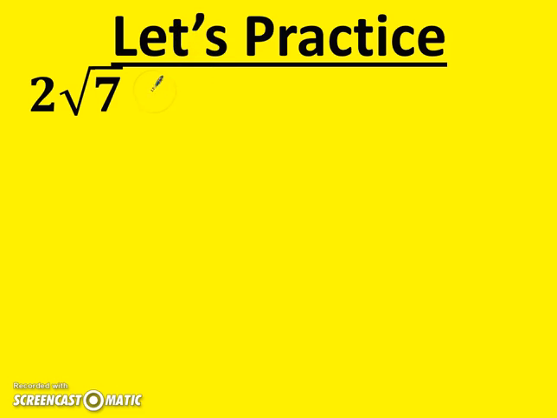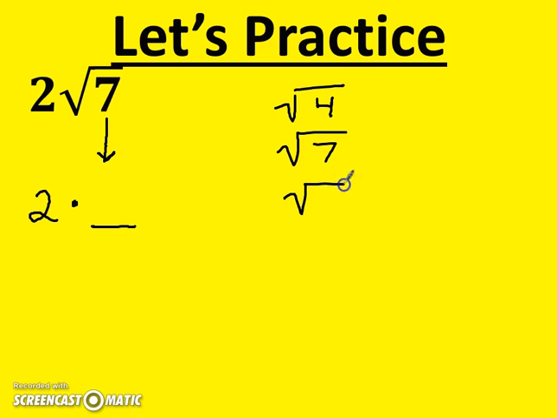So let's look at a little more complicated problem. This says 2 times the square root of 7. So what this means is we're going to have to figure out the value of the square root of 7, and then this is multiplication, so we're going to have to multiply it by 2. So our first step is to figure out what the square root of 7 is equal to. Well, we know it's between the square root of 4, which is 2, and the square root of 9, which is 3. So it's going to be 2 point something.